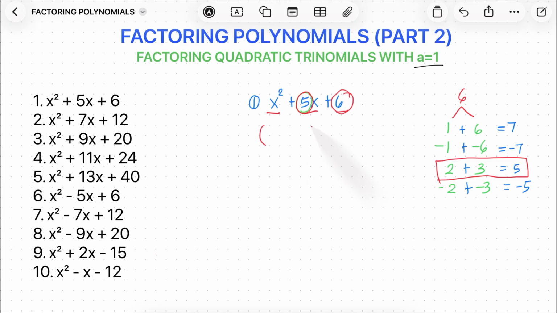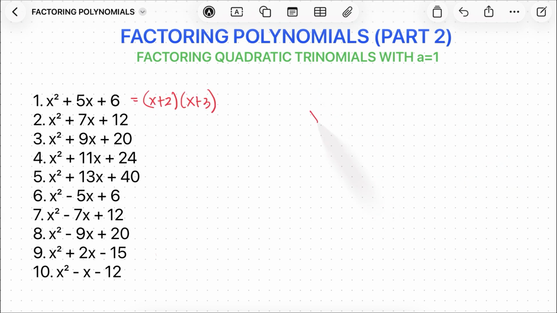Therefore, if we factor the polynomial, it will be x and x here are the factors of x squared. And then we have positive 2 and positive 3 as our factors. Therefore, the factors of x squared plus 5x plus 6 are x plus 2 and x plus 3.